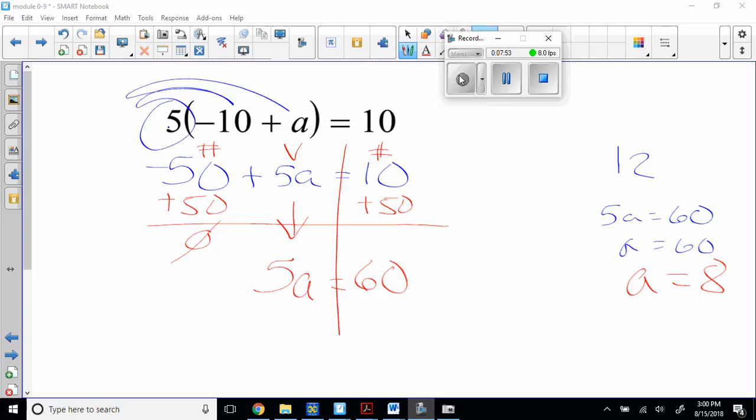Okay, what's happening to my variable? Come on. It's being what? Multiplied. If it's being multiplied, how do I get rid of that? Divide. Divide by 5. What you do to one side, you do to the other.